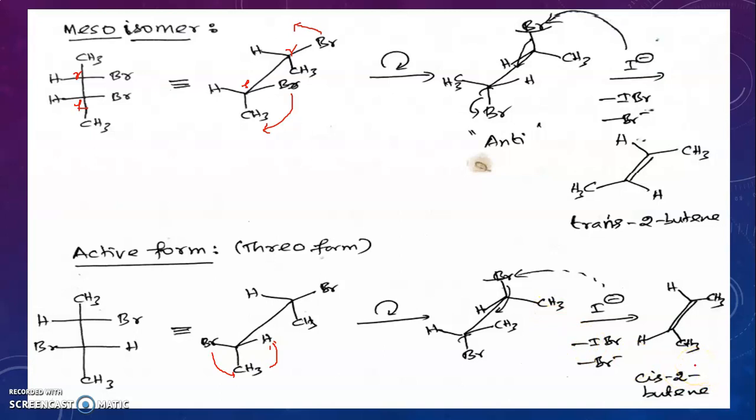Are you able to follow? So the meso isomer gives one product and the active form gives a different product. This type of reaction is called a stereospecific reaction, where one isomer gives one product and the other isomer gives a different product. This is an example of stereospecific reactions. Next.